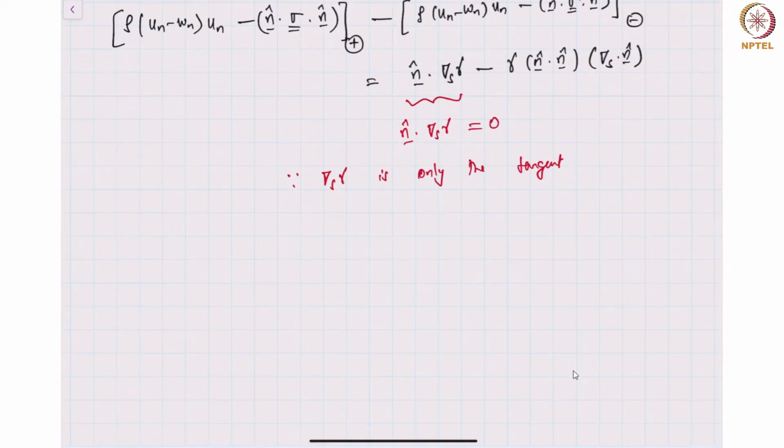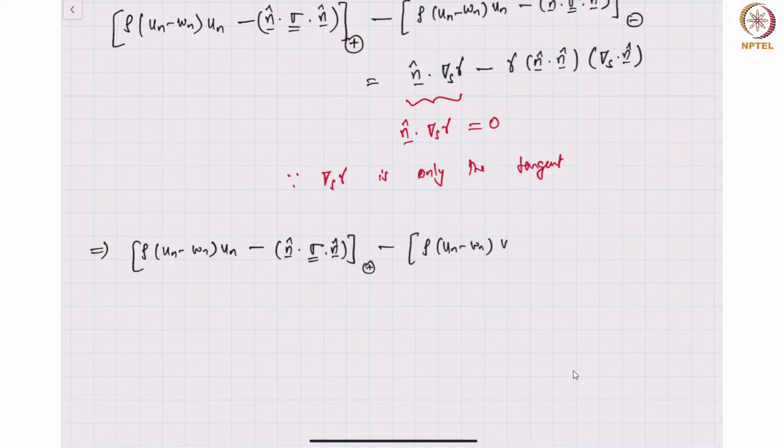So now what we have is rho un minus wn times un, minus n dot sigma dot n on the positive side, minus n dot sigma dot n on the negative side, is equal to minus gamma. N dot n is unity, so I have del S dot n.